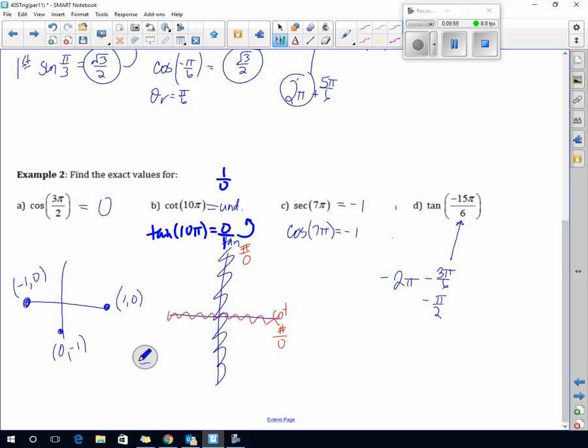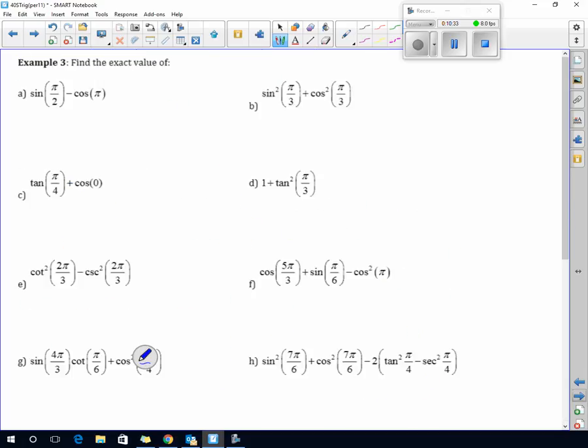So if I travel negative 2 pi, I get back to the starting spot. Then I need to travel another negative pi over 2. So where would I land? Right there. Do you see that? What's the coordinate right there? 0, negative 1. We're trying to find tan. Tan is y divided by x, so it's going to be undefined. Again, it was on the y-axis. We knew it was going to be undefined, right? Okay, let's continue. There's a lot of thinking going on here.